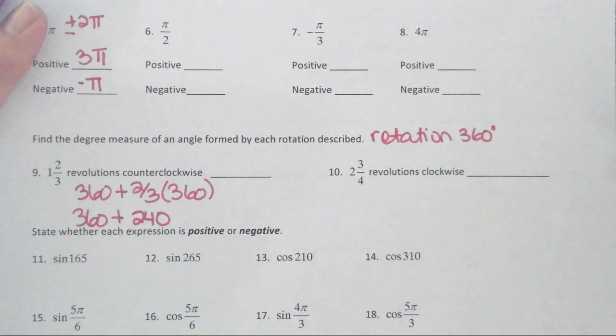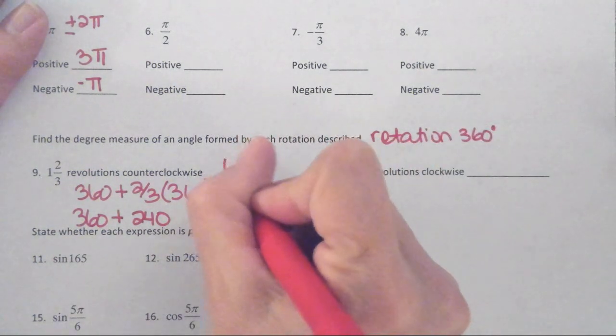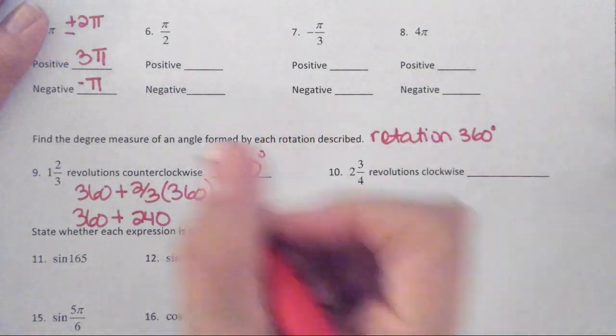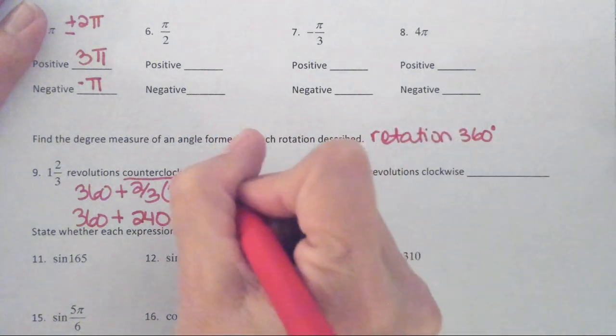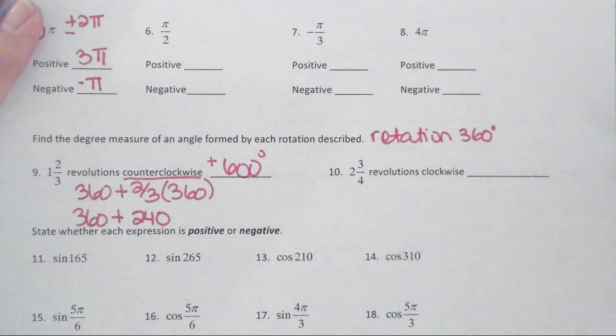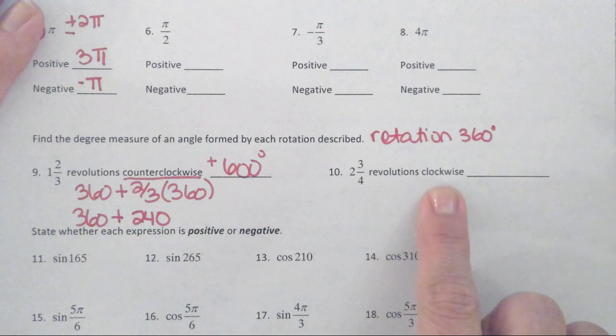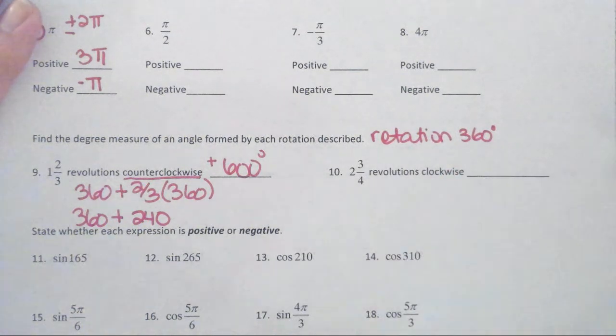And I'm going to add these two together, and we get 600 degrees. Because they're using the phrase counterclockwise, my answer needs to be positive. If they were to use the word clockwise, then my answer would need to be a negative.